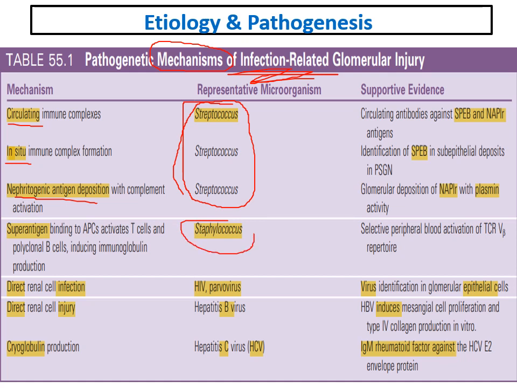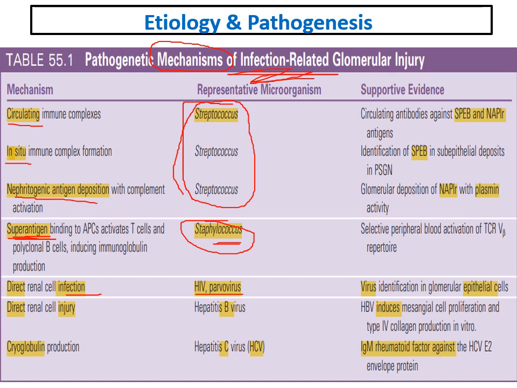Staphylococci can cause glomerular injury by acting as a super antigen that will bind to antigen presenting cells and activate T cells. So we'll discuss it in the next lecture. Also, viruses can cause direct infection, and the virus particle can be detected in the kidney itself, like with HIV and parvovirus.